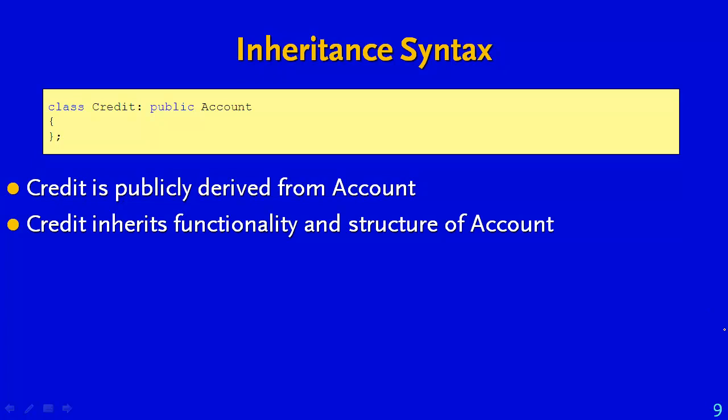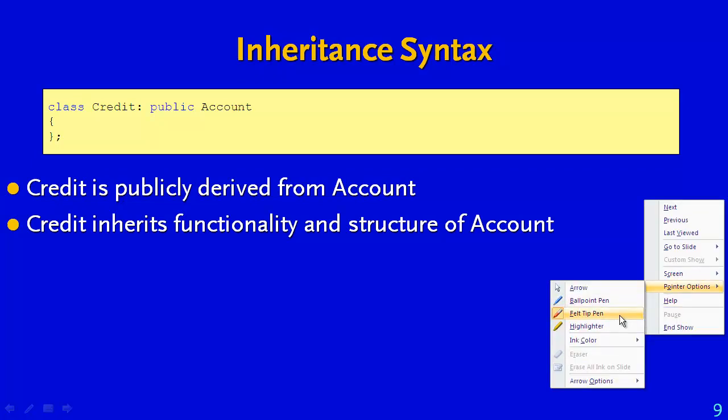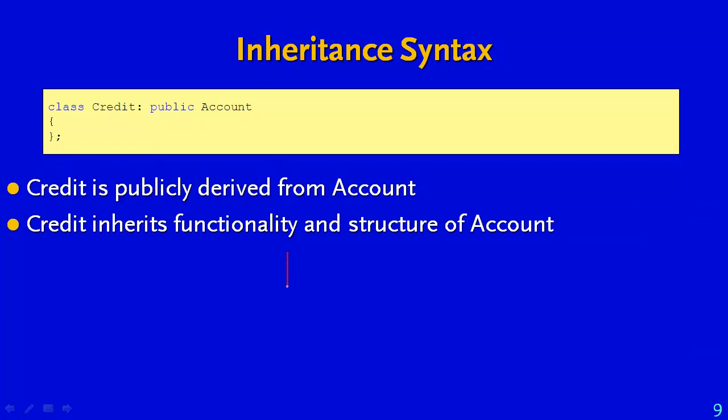If I had to draw a UML diagram for the hierarchy, let me draw it here before we jump into code. Here's my account class, let me call it A, and its derived class is credit account, plus other accounts later on. Could be a savings account or something.